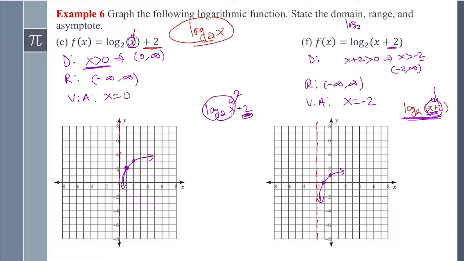You can check this using a calculator. That's all we'll do in this video. In the next video, we'll continue with more exponential and log functions.